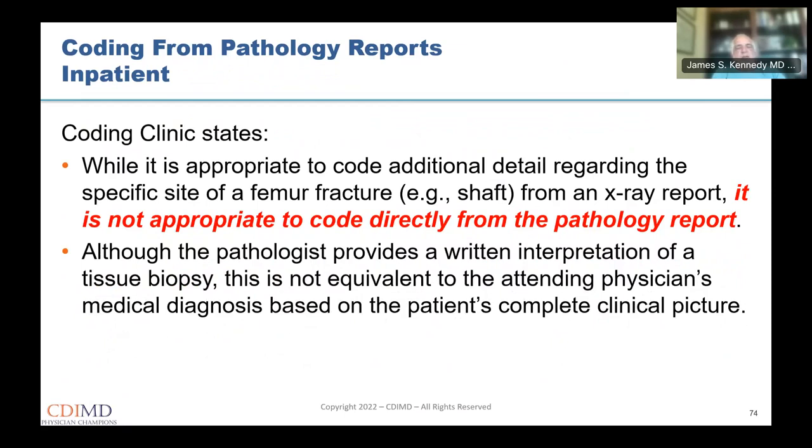Unfortunately, even in the inpatient environment, we cannot code directly from the path report, since the interpreting pathologist is a doctor. So this may be a little bit cumbersome with your surgeons, because the surgeon will do an operation. The path report will come after the patient's been discharged. We will still need to go to the surgeon to get that report.